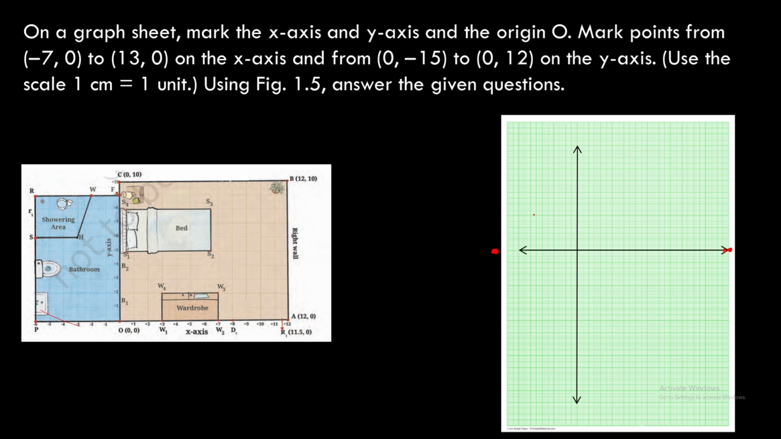And from (0, -15). 1, 2, 3, 4, 5. I lost track. 1, 2, 3, 4, 5, 6, 7, 8, 9, 10, 11, 12, 13, 14, 15. Right about here. And on this side, (0, 12). 1, 2, 3, 4, 5, 6, 7, 8, 9, 10, 11, and one more, 12. It also goes beyond. So we just plotted the points, right? Now we will be given some questions based on this. Okay, moving on.